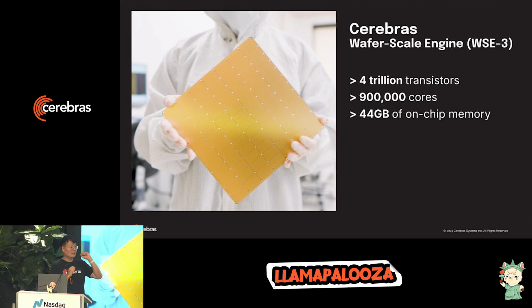After the event, there's going to be a photographer running around the venue with the actual chip, so you can actually see how big it is. So this is a beautiful picture of our chip. It has 4 trillion transistors, 900,000 cores, and 44 gigabytes of on-chip memory.